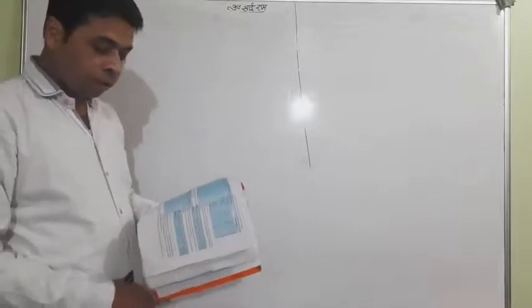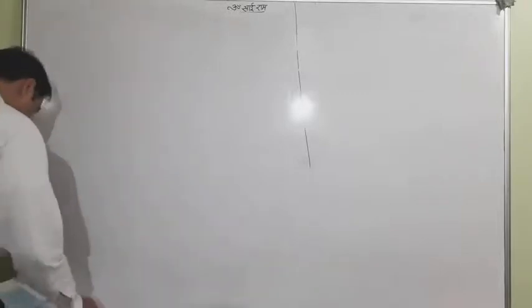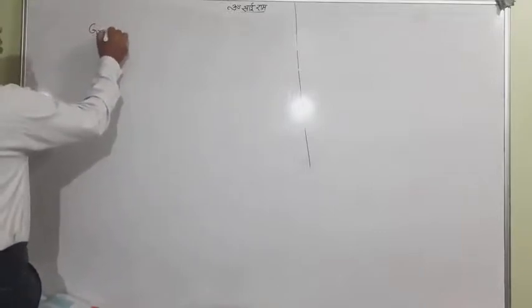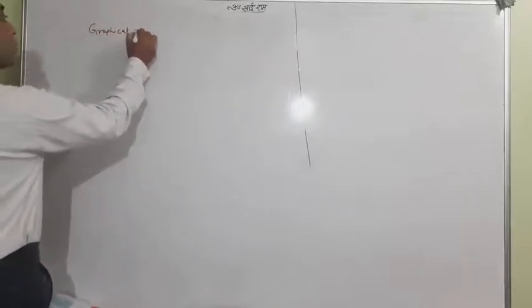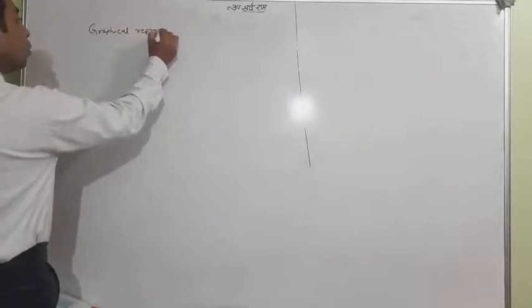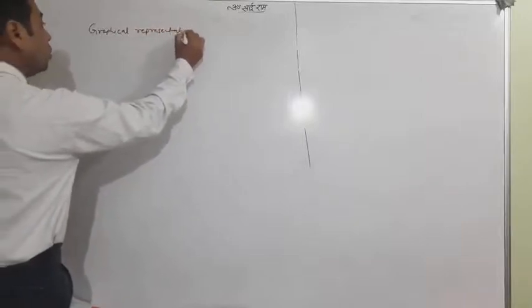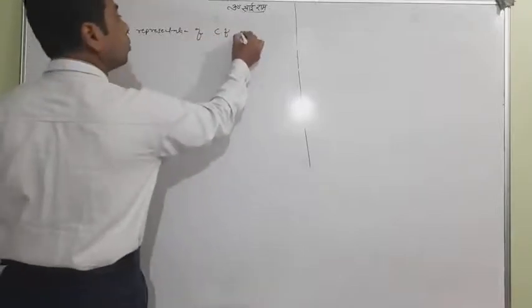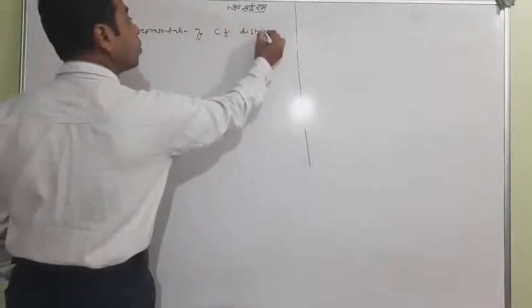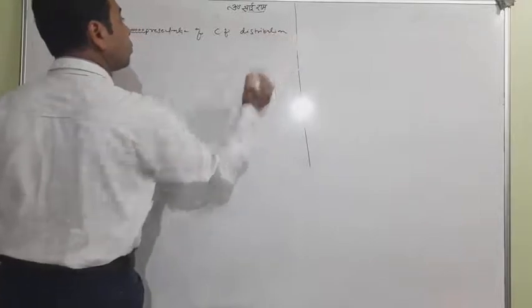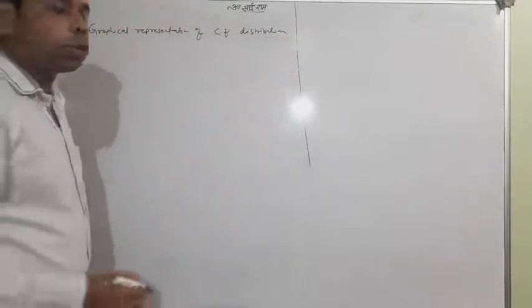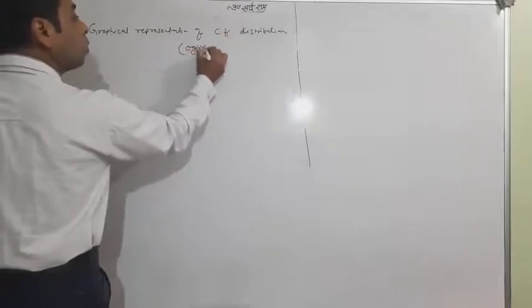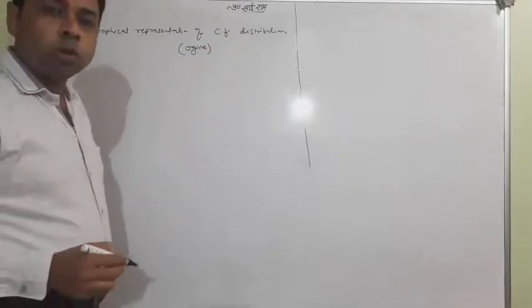In statistics, we have a final concept. It's a graphical representation of cumulative frequency distribution, and this is called Ogive. This is also called Ogive.